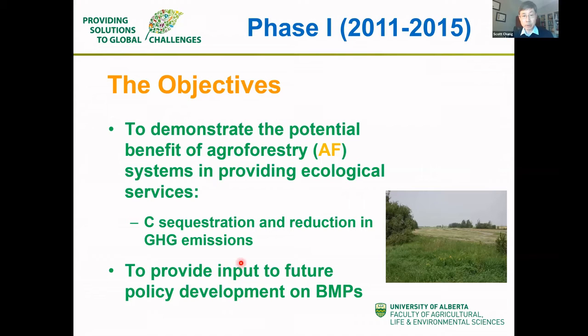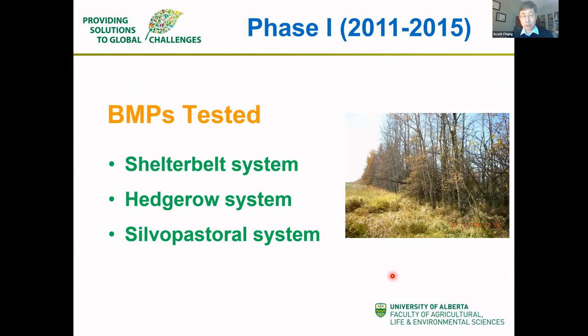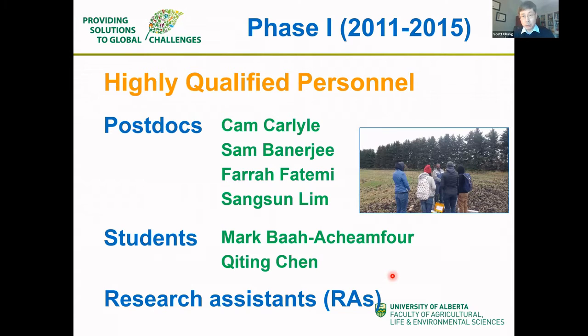And hopefully with data coming from this research, we should be able to provide input to future policy development on what sort of best management practices we should be promoting, and so forth. So obviously in this program, we tested 3 BMPs, including shelter belt system, hedgerow system, as well as the silvopasture system. Again, Ed will talk about these different agroforestry systems in more detail in his presentation that's going to follow mine.